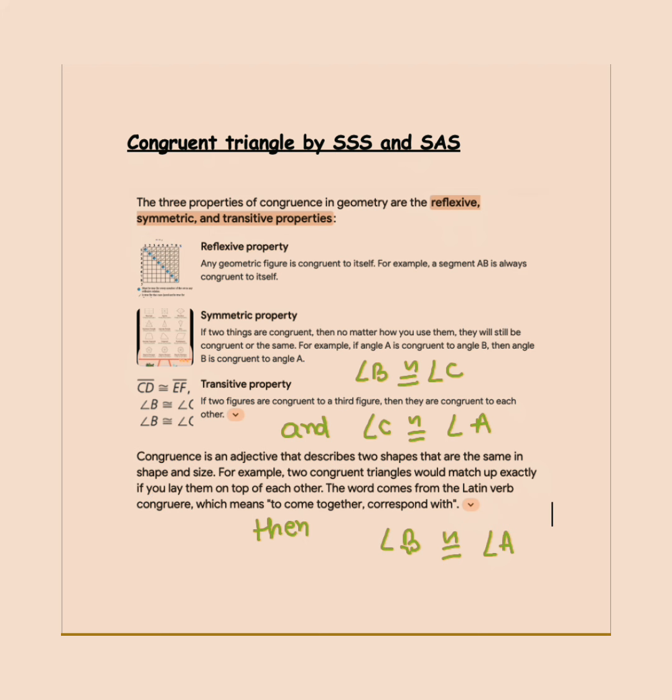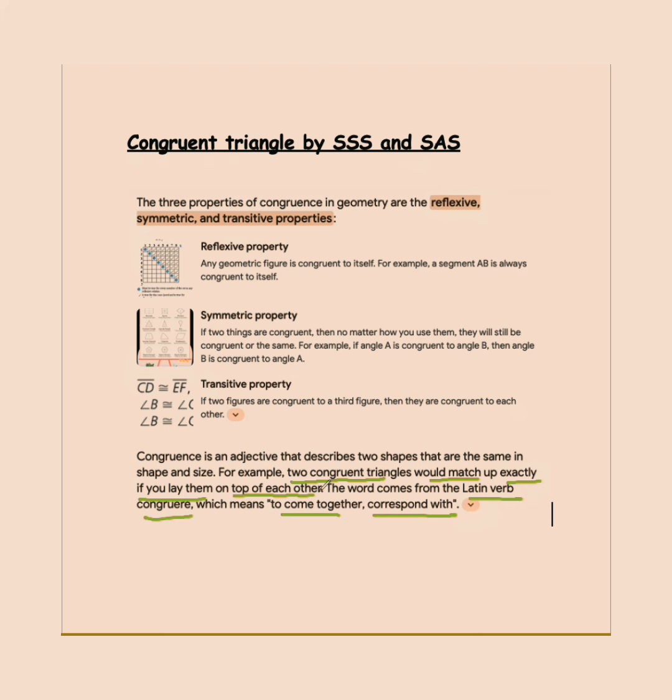What is congruence? We have been using this word a lot. Congruence is an adjective that describes two shapes that are the same in shape and size. For example, two congruent triangles would match up exactly if you lay them on top of each other. The word comes from the Latin verb congruere, which means to come together or correspond with.